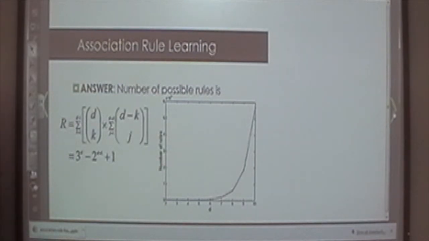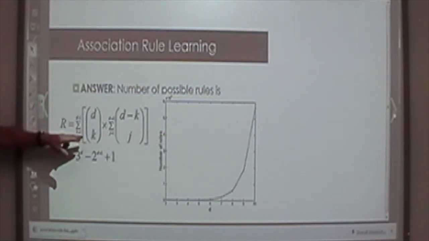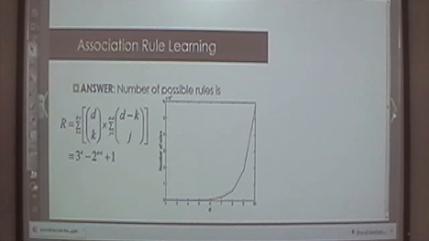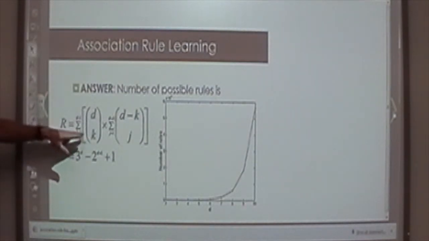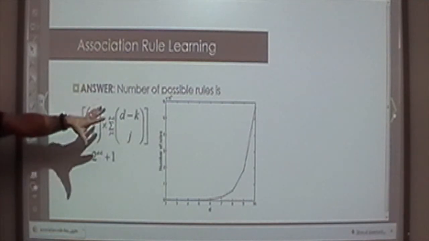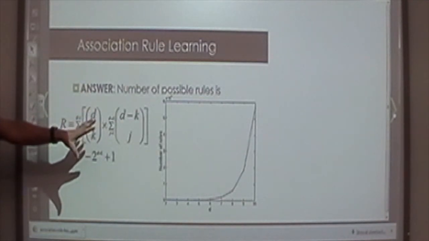So here's the reason. We could actually go through where all this comes from, but the number of possible rules, because remember I'm going from one item set into the other item set, is given by this formula that I threw up here, right?